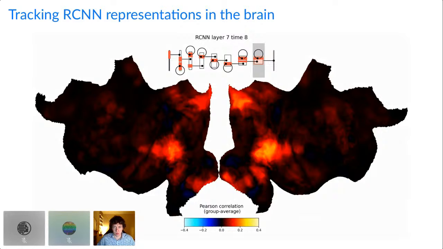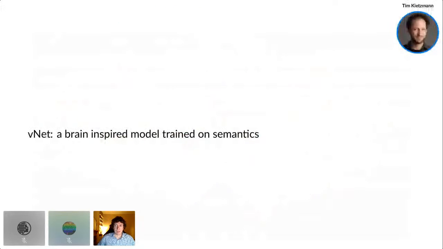And finally, in what I call the core semantic network of brain regions, very similar to what we saw with our semantic model. Now, with Tim, Tim developed another model, which is called VNET, which he's preparing at the moment. This model is more inspired by the brain, and we've added an additional constraint in this project. Instead of training it on category objectives, we trained it on semantic embeddings.